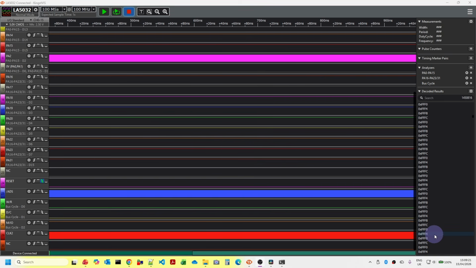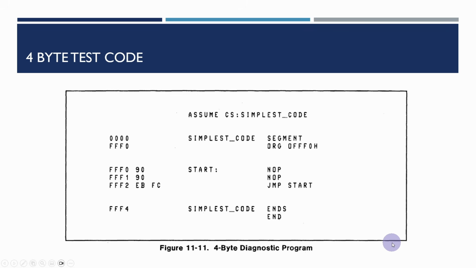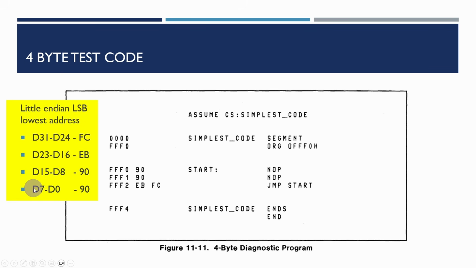So if you just have a look at the bytes that we put in here. So this is the 4-byte test code that Intel provided in the developer guide. And what we actually did is we had the lower 8 bits were 90, no operation. The next 8 bits were 90, then we had the EB, which was the jump, and then we had FC, which was the offset that basically says go back to the start there. So that looks like that was working.